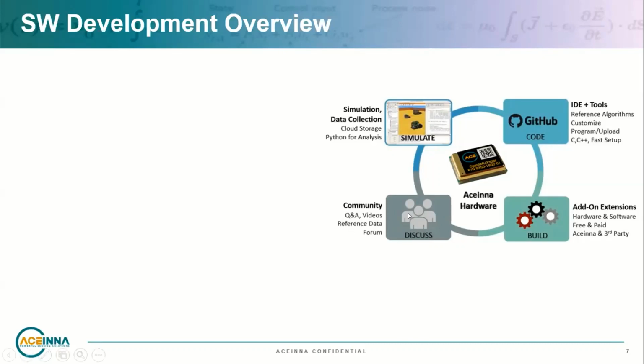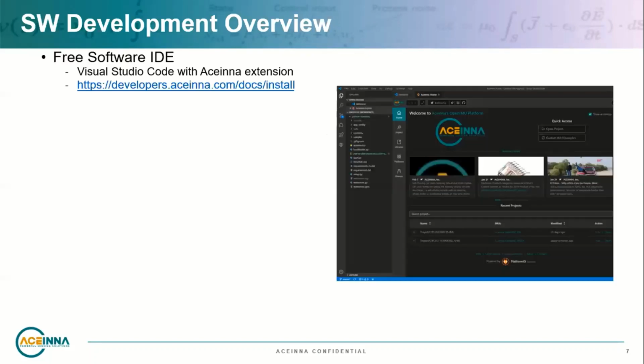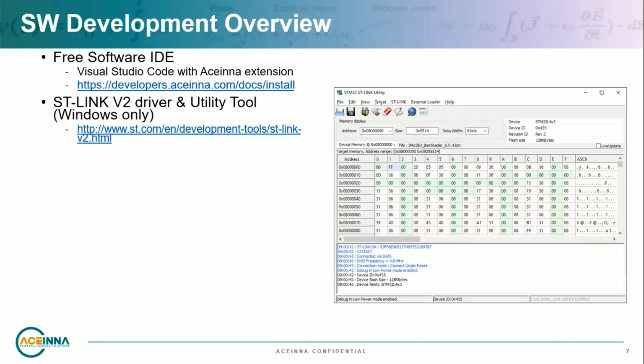And finally, we have the community, where you have the forums so you can ask any questions. And we have a great support team that is readily available to solve any kind of issues or problems that you have with the product. I will talk in detail about each and everything in the coming slides. Let's look at the free software IDE that is available, which is Visual Studio Code, and you can install the ACEINNA extensions as well. With the ST-Link hardware, you need to install the drivers along with the utility tool, which is used to program the microcontroller with the ready-to-use algorithms that are available.